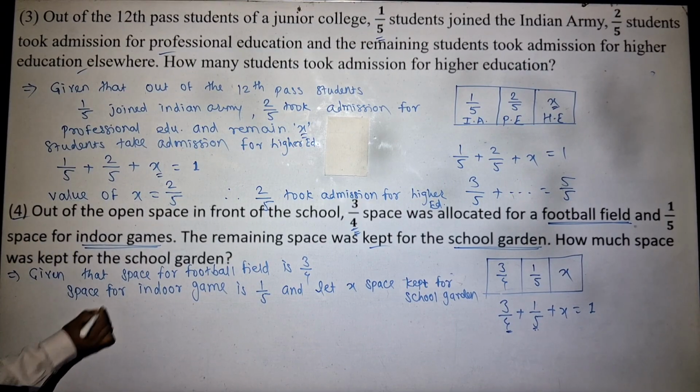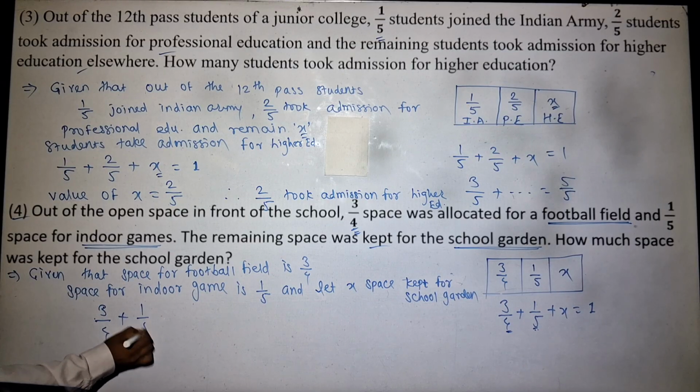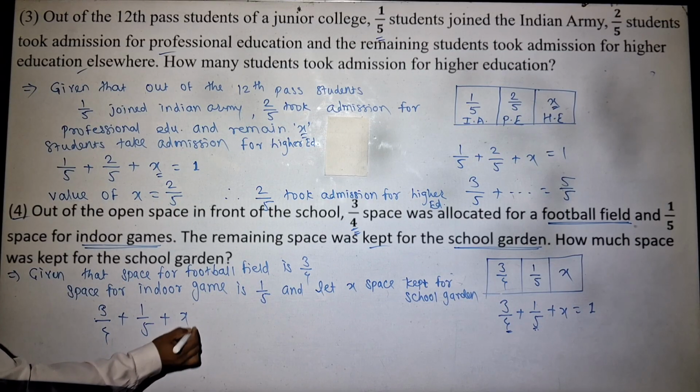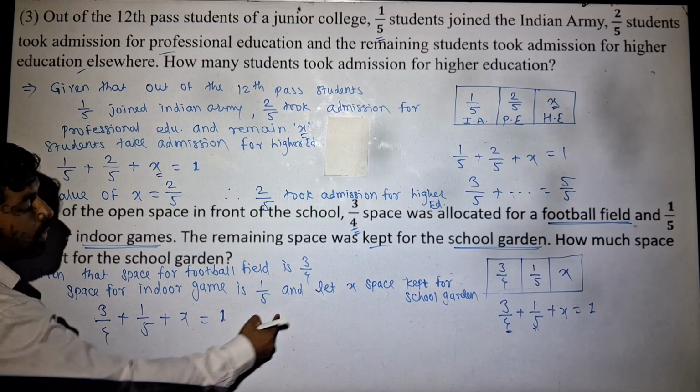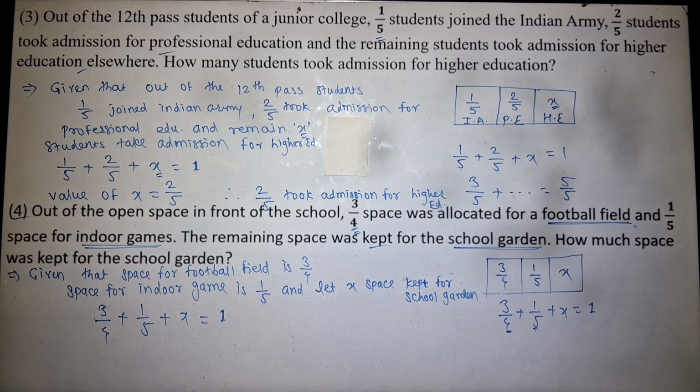Add this 1/5 plus 3/4, or first we take 3/4 plus 1/5 plus x is equal to 1. 1 is the total space, which is the open space. Here the denominators of 4 and 5 are not the same, therefore it does not add directly. First convert into like fractions. If we multiply 4 by 5 and 5 by 4, the denominator becomes 20.